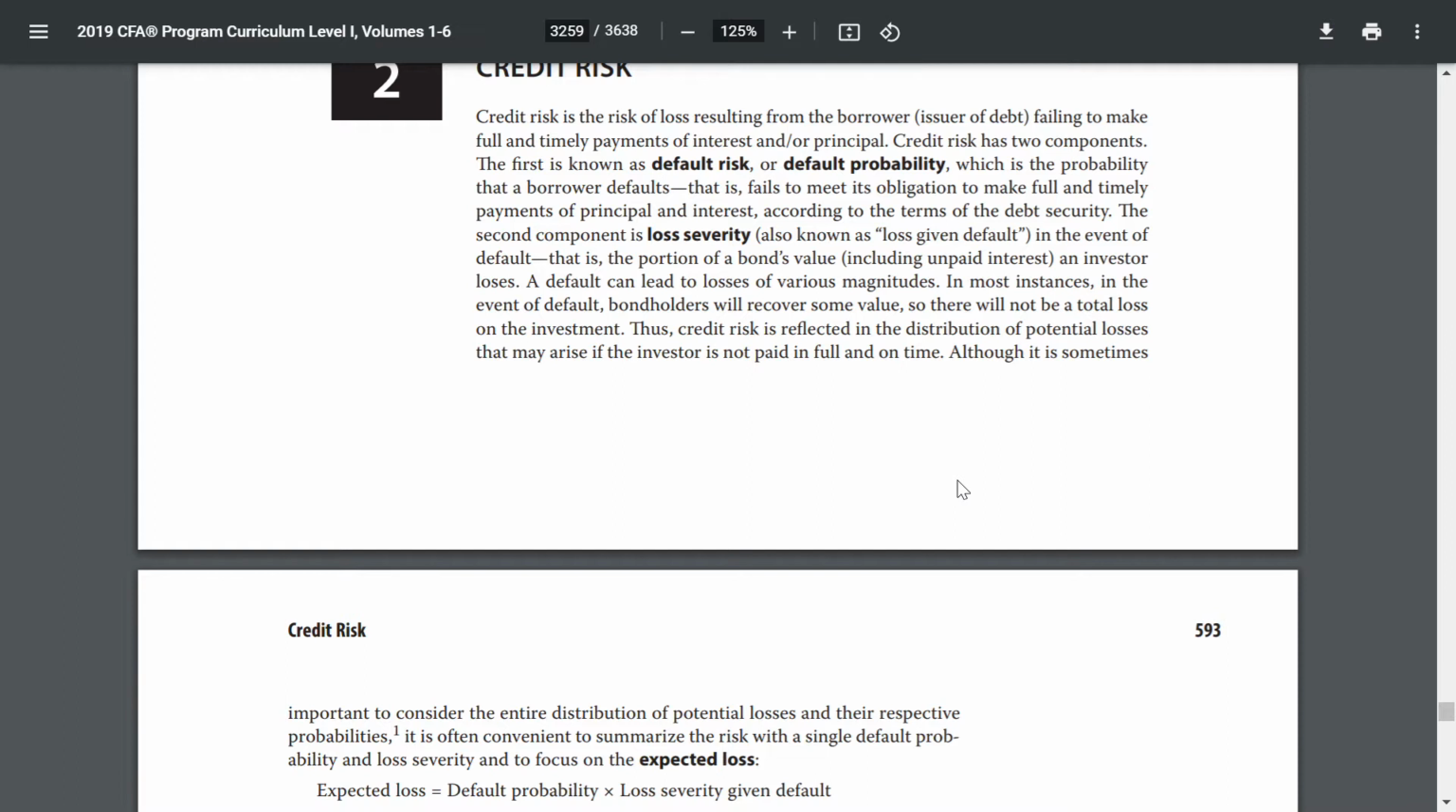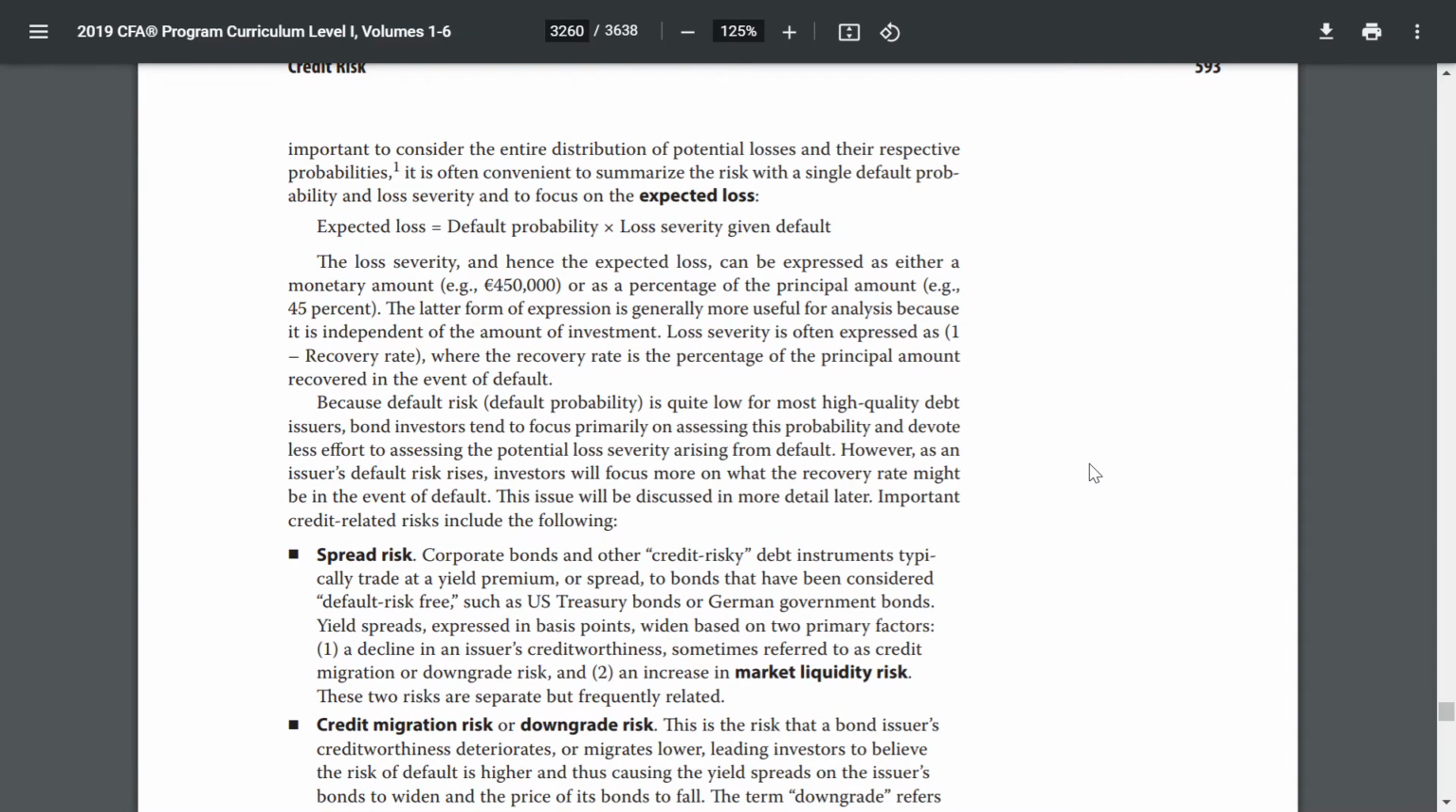A default can lead to losses of various magnitudes. In most instances, in the event of default, bondholders will recover some value, so there will not be a total loss on the investment. Thus, credit risk is reflected in the distribution of potential losses that may arise if the investor is not paid in full and on time. Although it is sometimes important to consider the entire distribution of potential losses and their respective probabilities, it is often convenient to summarize the risk with a single default probability and loss severity, and to focus on the expected loss. Expected loss equals the default probability times the loss severity given default.